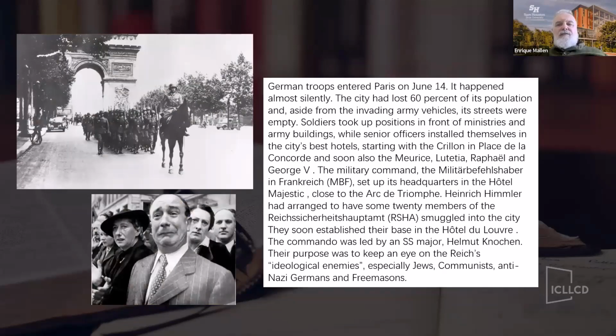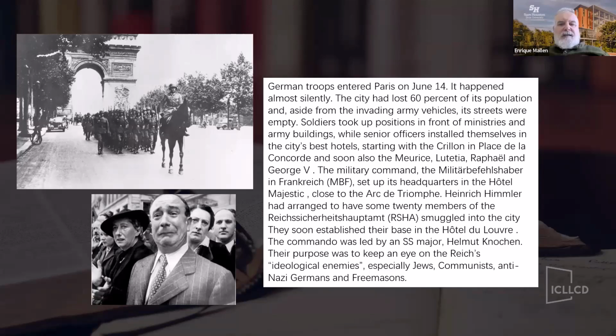German troops entered Paris on June 14. It happened almost suddenly. The city had lost 60% of its population, and aside from the invading army vehicles, its streets were empty. Soldiers took up positions in front of the ministries and army buildings, while senior officers installed themselves in the city's best hotels. So you can see here the marching German soldiers and the reaction of the Parisians at the bottom.